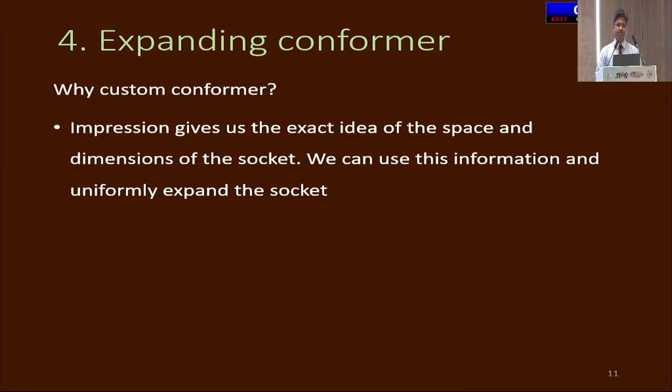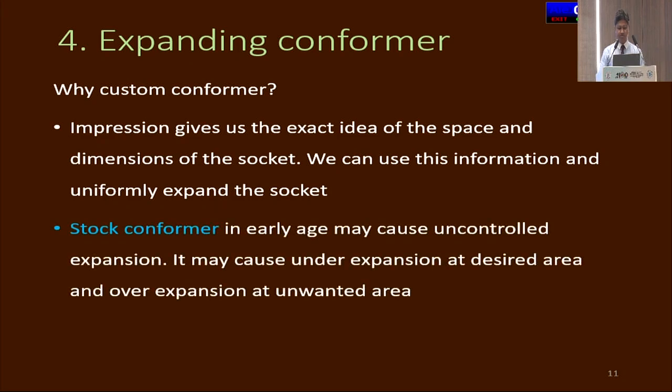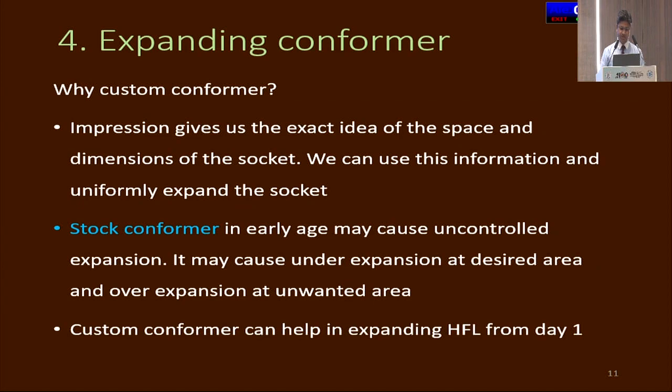The third indication is congenital disorders like microphthalmos, where we put expanding conformer. We prefer to put a custom conformer from day one because impression gives us the exact idea of space and dimension of the socket. We can use this information and we can uniformly expand the socket. Stock conformers in early age may cause uncontrolled expansion, so we do not prefer a stock conformer for expansion. Custom conformer can help in expanding horizontal fissure length, which is very important in expansion from day one.